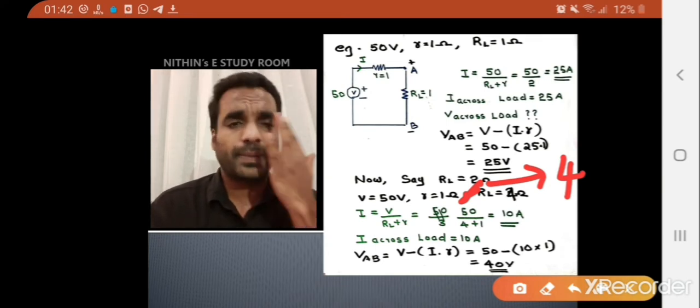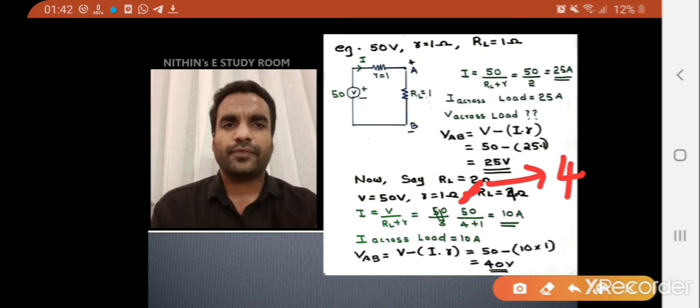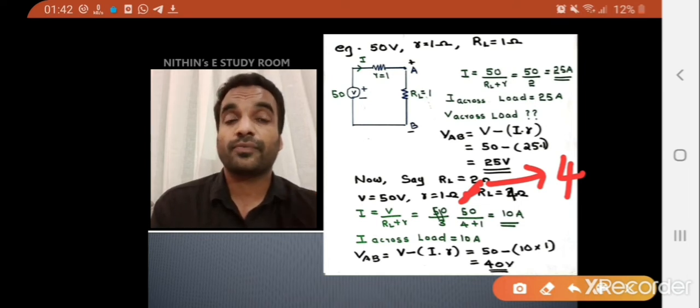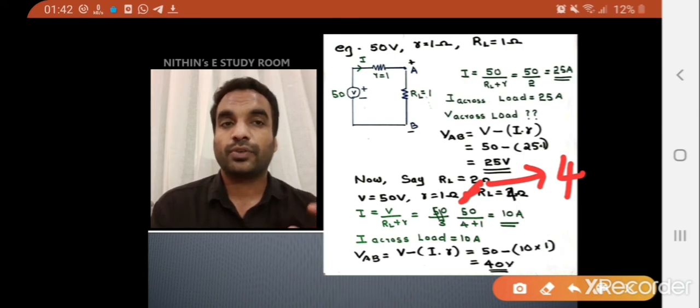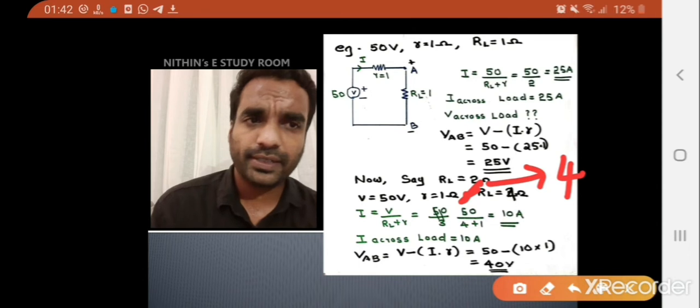And you can simply apply the voltage division rule. It is your choice to select whichever method you prefer. If it is the voltage division rule, what will be the rule? The voltage across VAB is equal to 50 into the resistance of that branch. What is the resistance of that branch? Means the resistance of the branch on which you are finding the voltage. So you are finding VAB. So it is main voltage 50 into 1 by total resistance. Total resistance means 1 plus 4, 5.